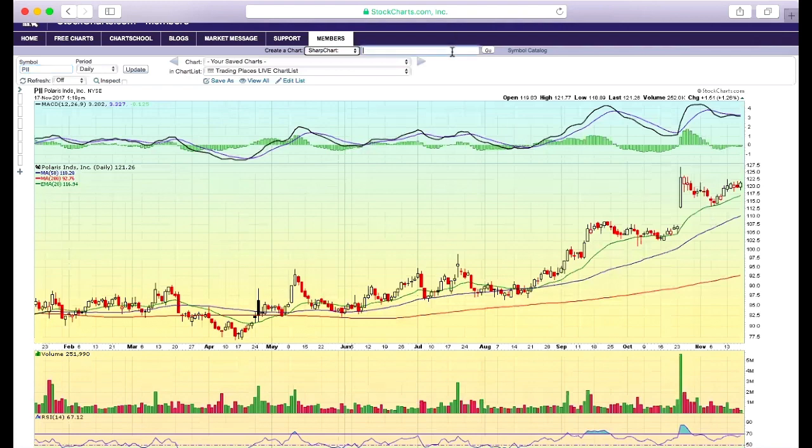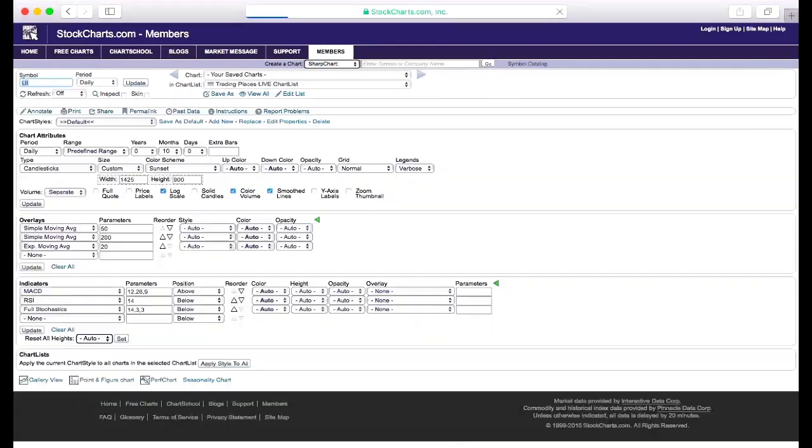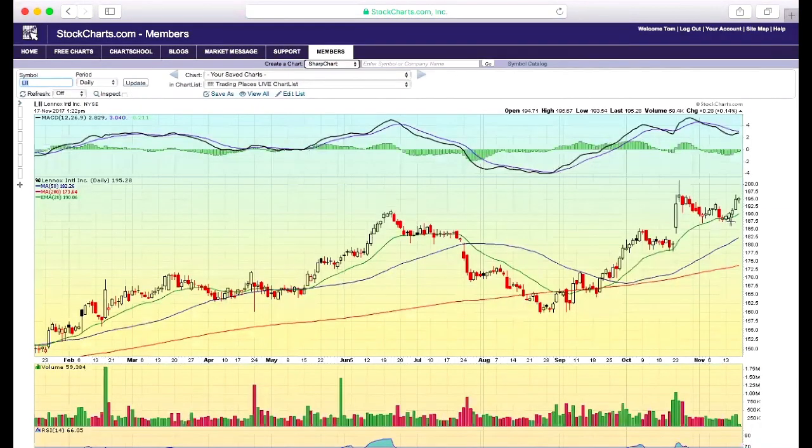Let me see. There was another one, LII. This was Lennox. This one did really well. And actually, that's about where I got out yesterday, 195 or so. I was watching it early in the day, and I just randomly set a stop or a sell point at, I think it was, 195.50.